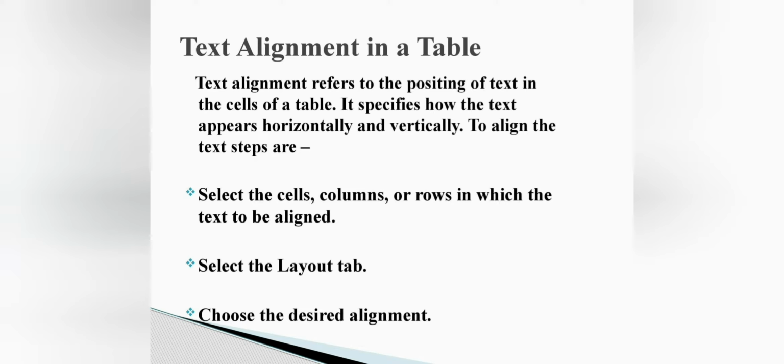Now come again to the Layout tab. Everything is there in the Layout tab. We have to select the Layout tab and choose the desired alignment. Whichever alignment we need, we have to select it. The various alignments are there: top align, bottom align, center align, bottom, left, top. Everything is there. Whichever you need, you have to select.